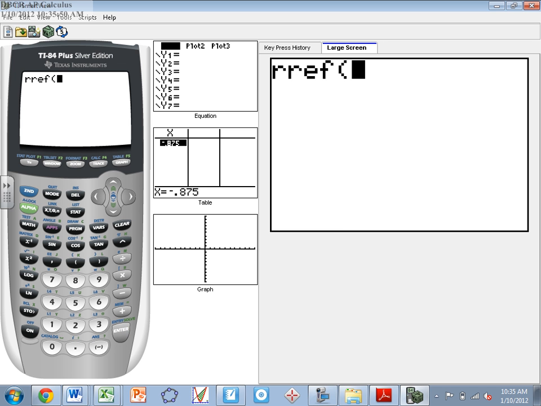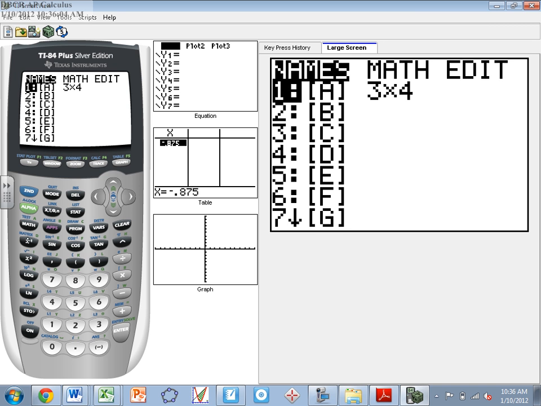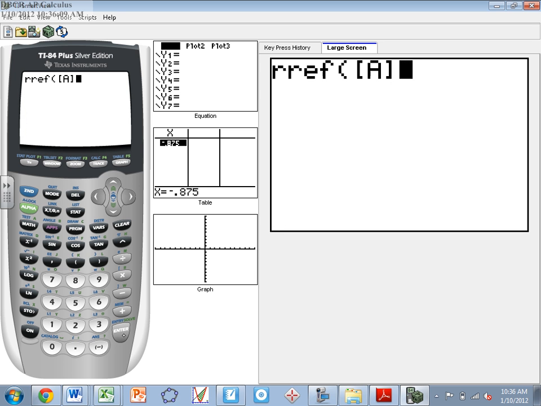Now, what we're doing is the following. We're trying to reduce this matrix to get an answer. What matrix did we just input? A, B, C, D, which one did we put it into? A. We put it into A, didn't we? Yeah. So go back to your matrix now, and instead of editing A, just press enter on matrix A. It'll call matrix A out. So this is telling the calculator, reduce matrix A so I can get an answer.